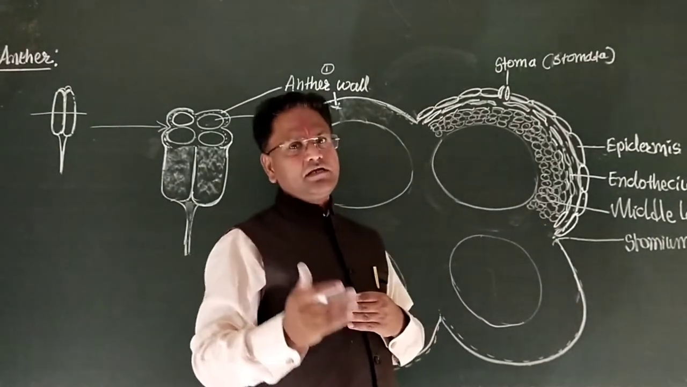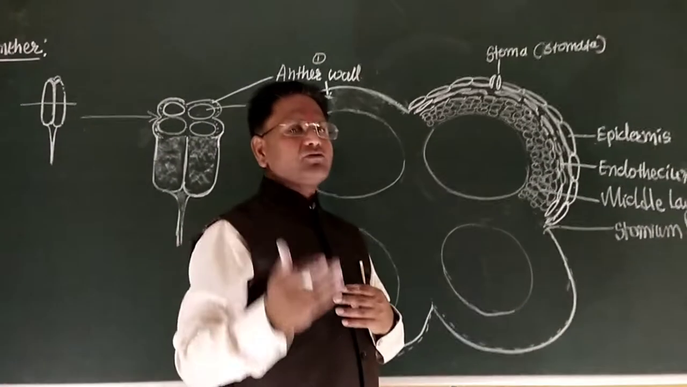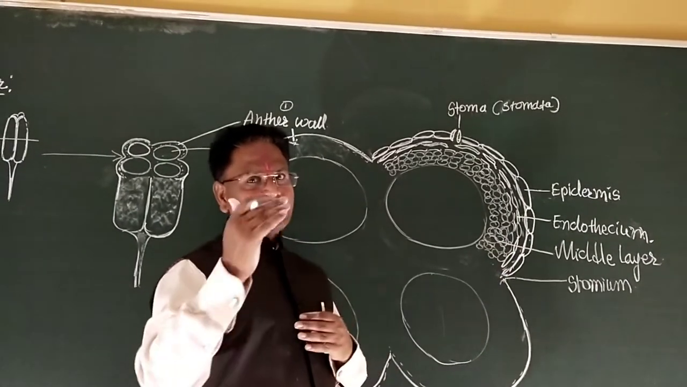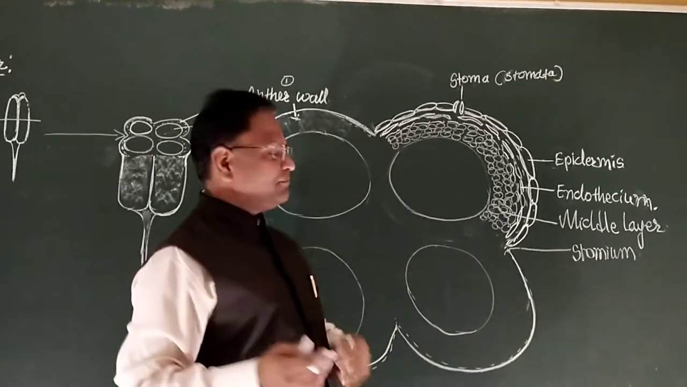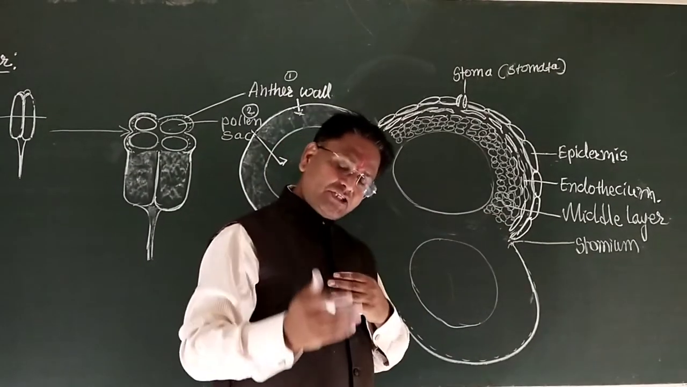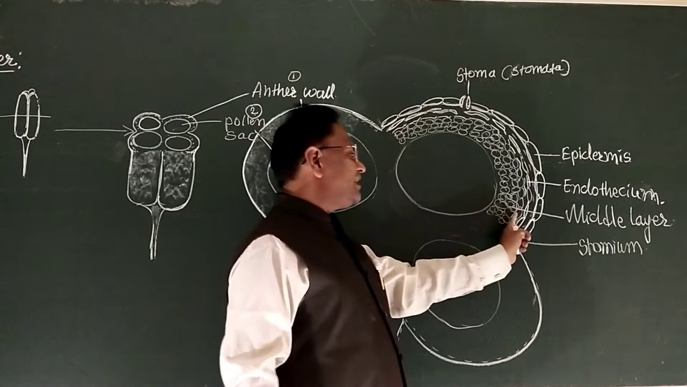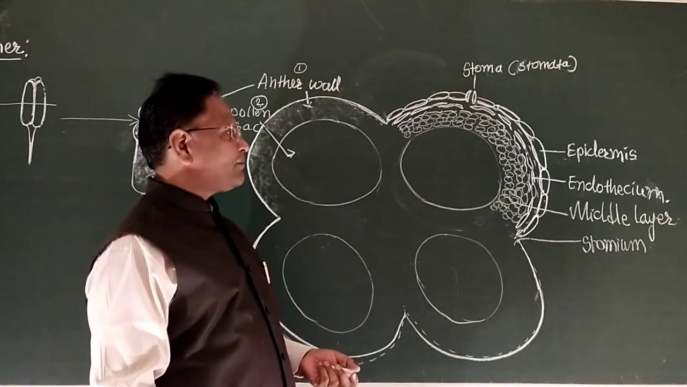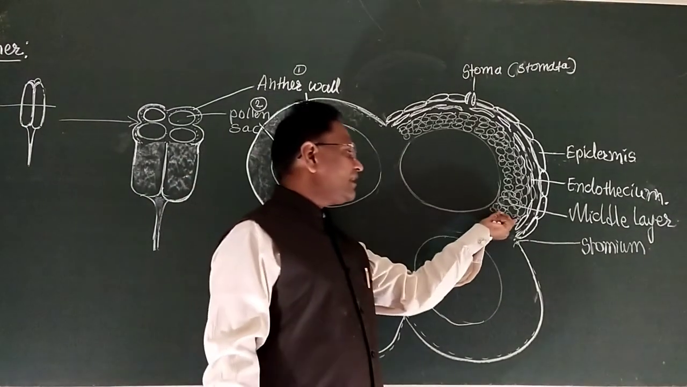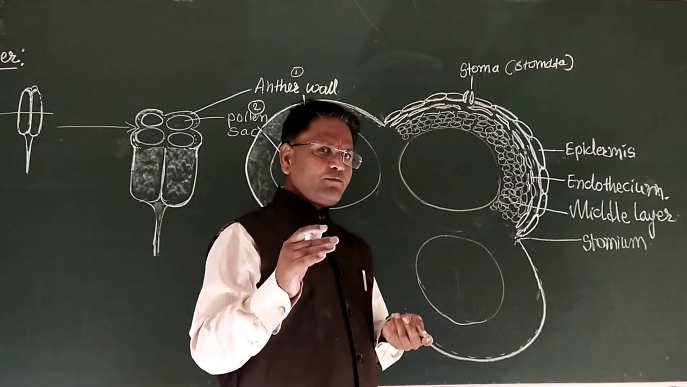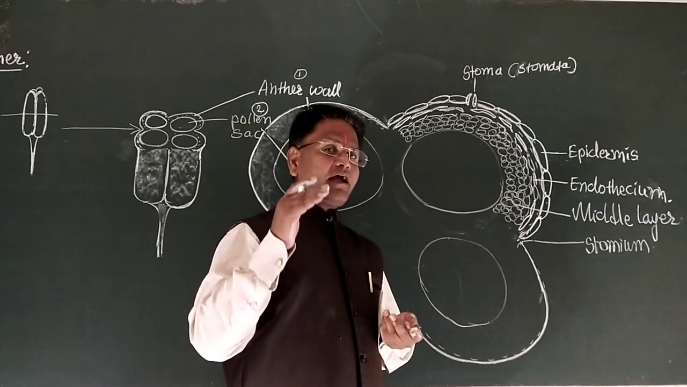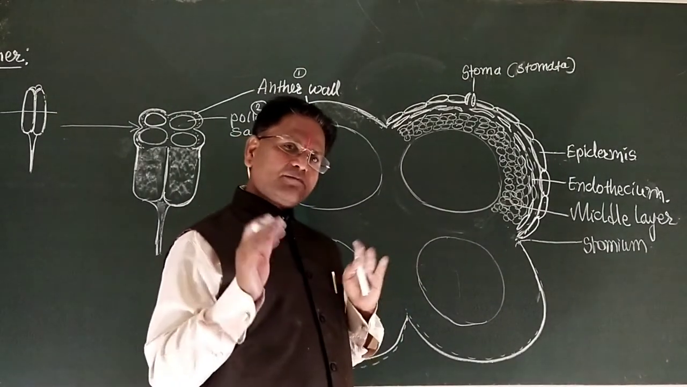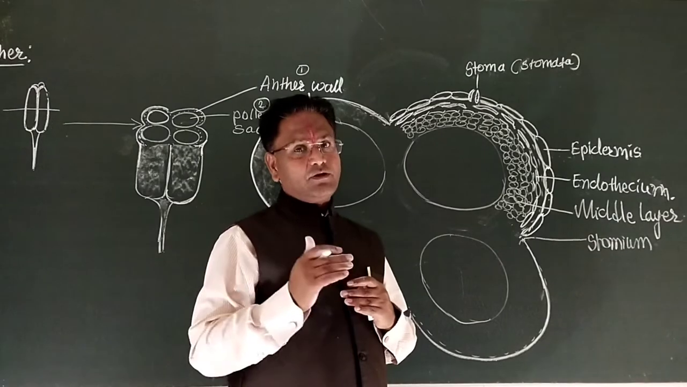Before maturity, in the developing stage of the anther, the middle layer may appear. In the early developmental stage of the anther, the middle layer appears, but in the mature anther, the middle layer disappears completely. Such a middle layer helps in the storage of water, and at maturity it disintegrates. It avoids the desiccation of the anther wall during the developing stage of the anther.